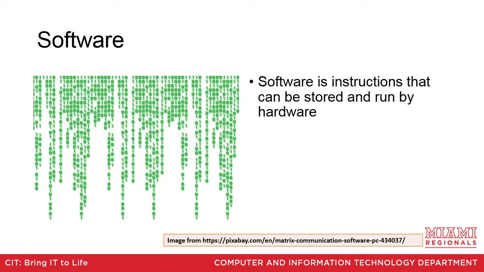Software, in contrast, are the instructions that can be stored and run by the hardware. Computer software, or simply software, is a part of a computer system that consists of data or computer instructions. Computer software includes computer programs, libraries, and related data such as online documentation on digital media. Computer hardware and software require each other, and neither can be realistically used on its own.